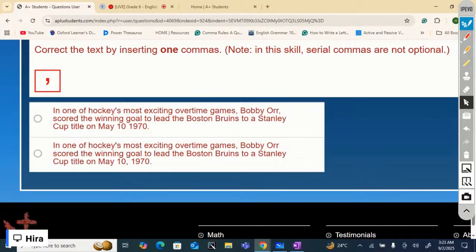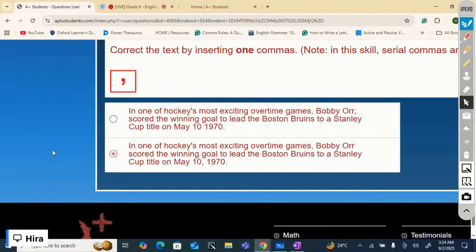Hmm. Yes, it's option two. Why is it option two? Because in option one, the comma after this name is incorrect. It should not be there. And in option one, no comma is used after the day in the date. So option number two has a comma after the day and no comma here. So this one is correct.